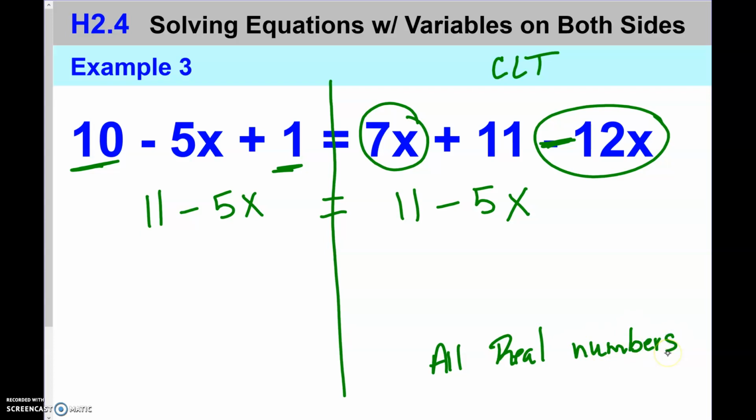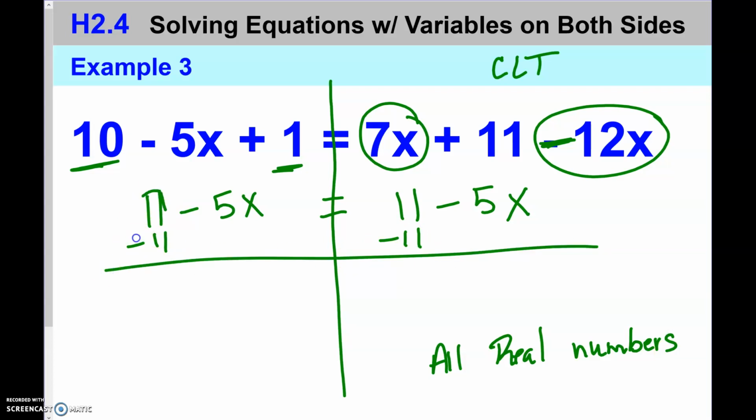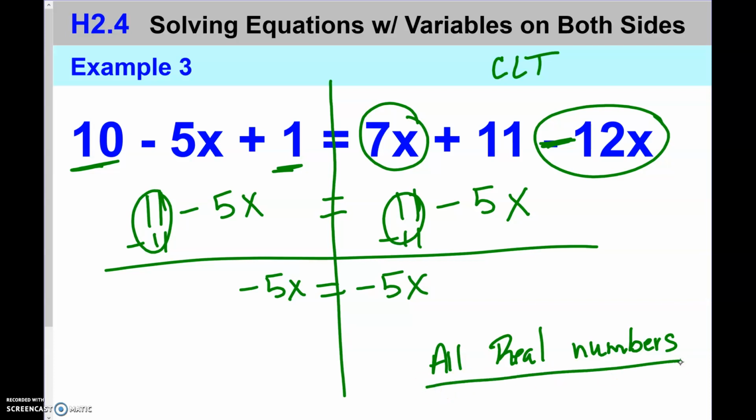Some people need to go a little bit further. So they may subtract 11 and subtract 11. And when you do that, we get a 0. So we're left with negative 5x. This cancels, and we have negative 5x. Well, that's exactly the same thing, negative 5x and a negative 5x. So when it's exactly the same thing on both sides, that means that any real number will work.